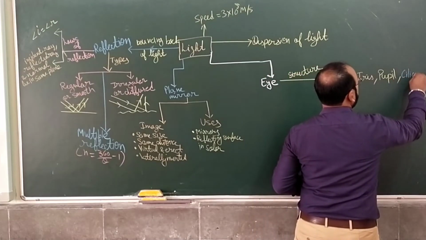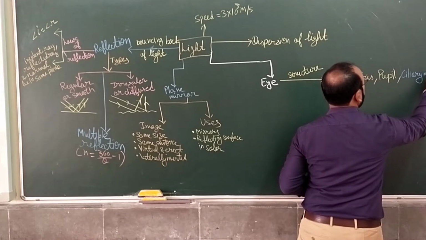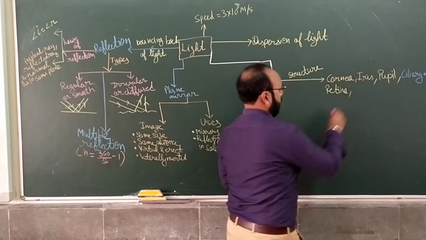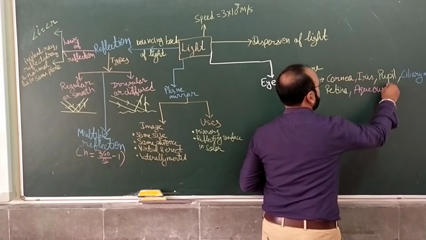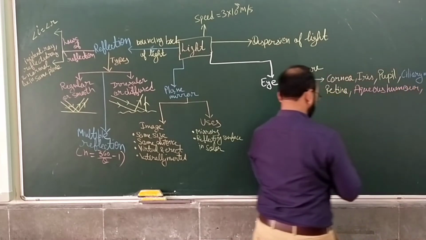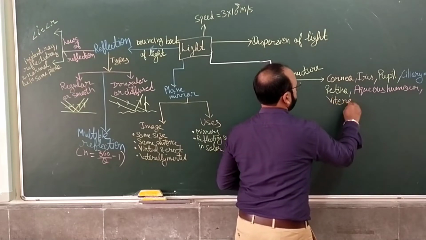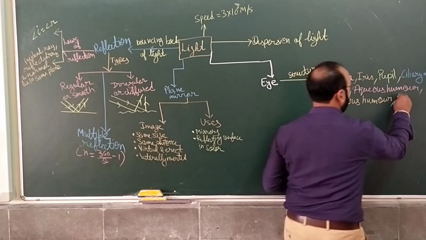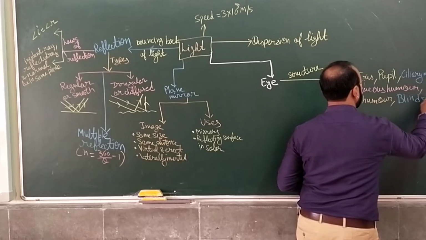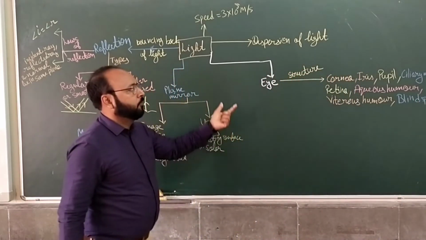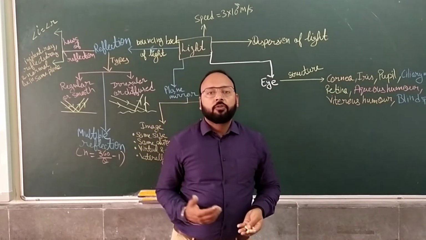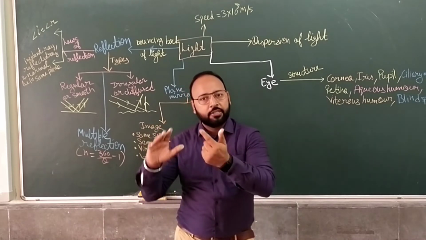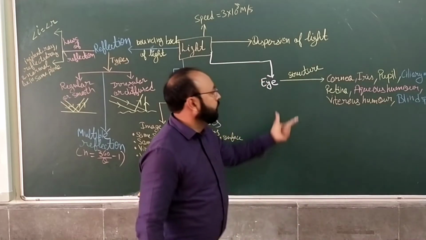Then ciliary muscles, then retina, aqueous humor, then vitreous humor, then we have the blind spot. So these are the different parts of the human eye: cornea, iris, pupil. We know that we are able to visualize the world. We can see the things which are nearer to us, and immediately we can see the things which are very far away from us. Why? Due to iris and pupil.